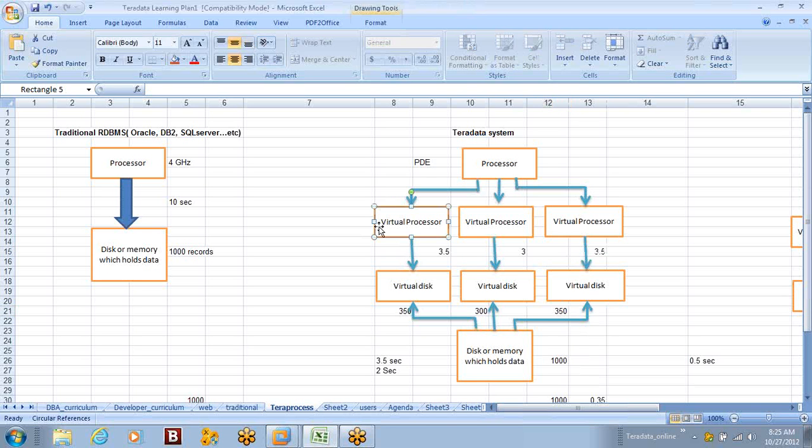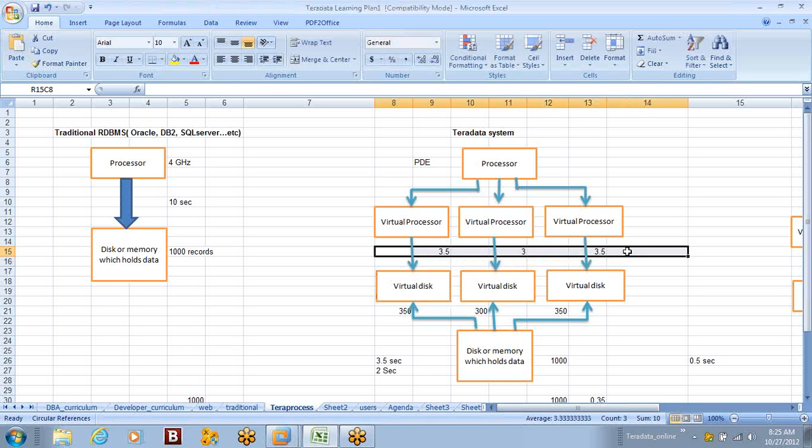Okay. And please note, each virtual processor is running parallelly on its portion of the data. There is no dependency across the processors, so they are running parallelly and each one works individually on its portion of data. So how much time does it take to process these 1000 records in this architecture of TERADATA? It is the maximum time taken by the virtual processors to process the data. So what is the maximum of 3.5, 3 and 3.5? It is 3.5 seconds. Okay.